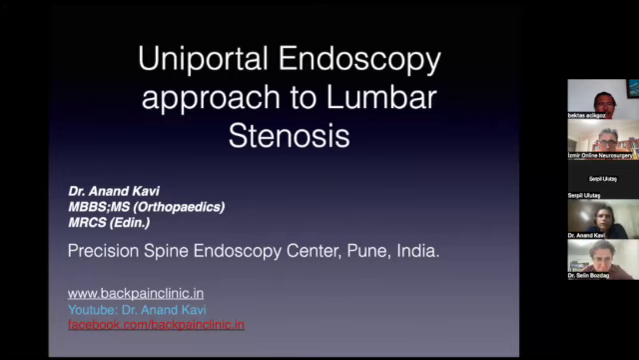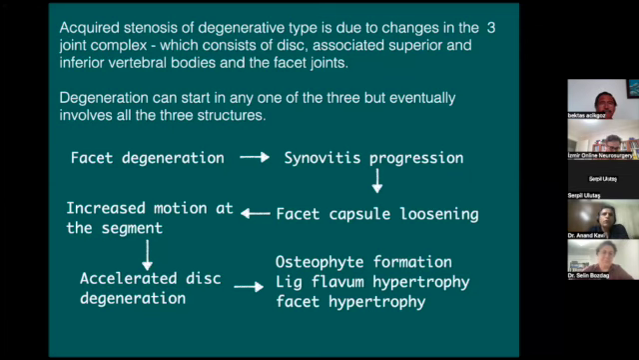I would be speaking on uniportal endoscopy approaches to lumbar stenosis. Now, we all know that acquired stenosis of degenerative type is due to changes in the three joint complex, which consists of the intervertebral disc, the associated superior and inferior vertebral bodies, and the facet joints. Generally, degeneration can start in any one of these three, but eventually involves all three structures.